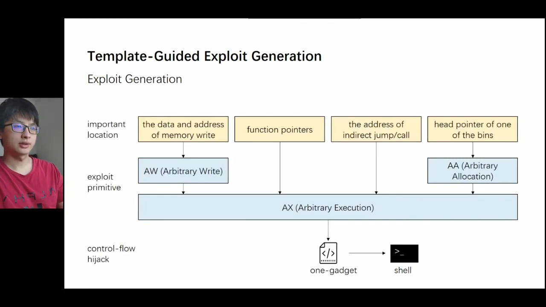Once the attack sequence passes the assessment, HAEP executes it using symbolic execution and detects if the data at important locations are symbolic. These locations include the data and the address of memory writes, function pointers, and so on. The symbolic data at different locations will give us different exploit primitives, as shown on the screen. Our strategy is to transform other exploit primitives to an arbitrary execution and hijack control flow with one gadget to spawn a shell. In the end, we solve constraints collected when executing the attack sequence and generate an exploit input.